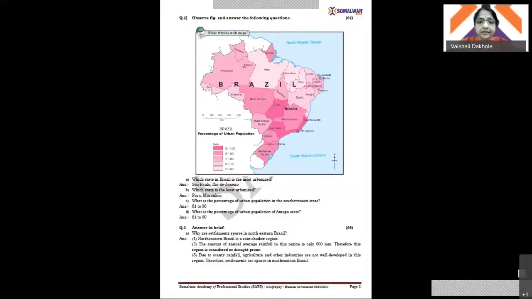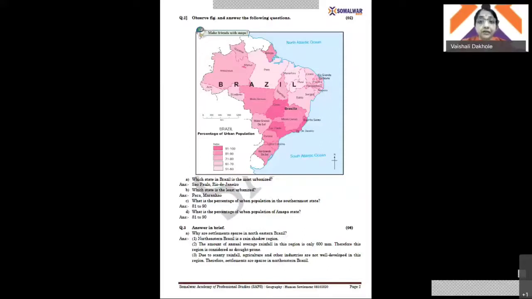Which state in Brazil is the most urbanized? Now in the map you can see 91 to 100 has a dark pink color. With that you can observe it in the map. It is shown in Sao Paulo, Rio de Janeiro, Espírito Santo. Mention only two states, that much is sufficient. So you have to write the answer Sao Paulo and Rio de Janeiro. These are the two states having the most urbanization.